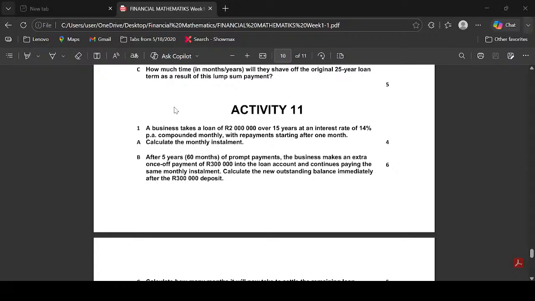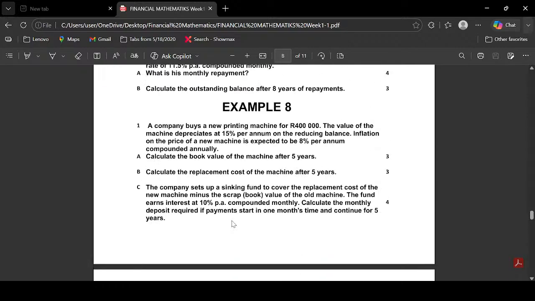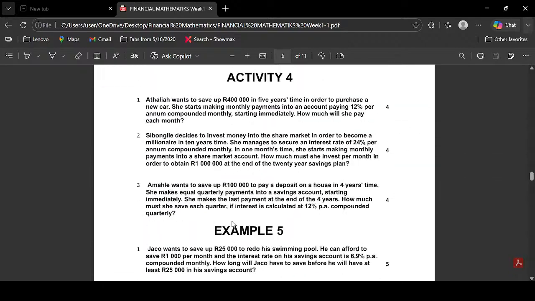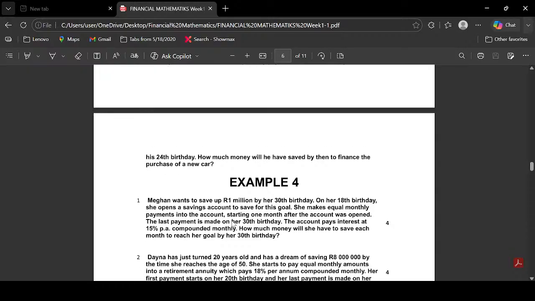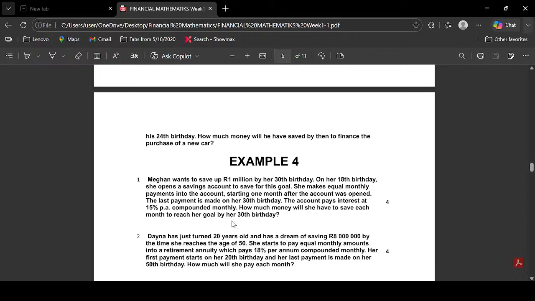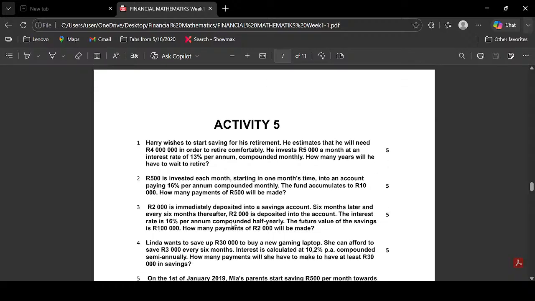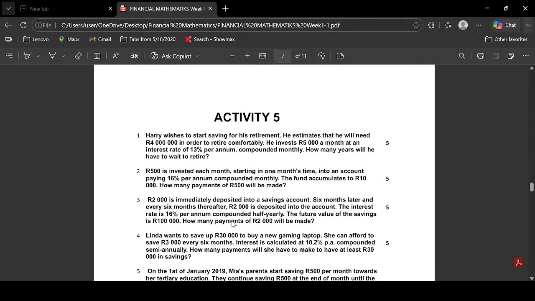So we're checking example number 4. We'll start with present value annuities. Example 4 is the one of Megan. Megan wants to save up 1 million by her birthday. Okay, still saving. Go to example 5. On example 5, Harry wishes to start saving for his retirement. Go to the next one.